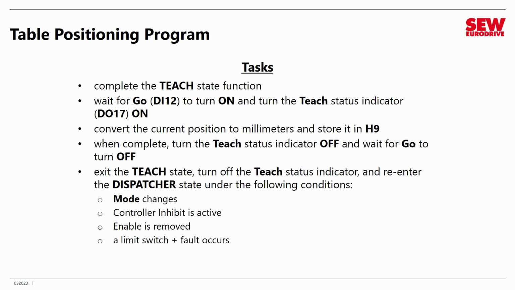Now, you should stay in the teach operation. In theory, you could trip the go bit again. I don't know why you would, but it's possible, but don't actually exit. In order to exit the teach state, one of 4 things has to happen. Either you have to change to another mode, which is probably what happens normally, or you could have controller inhibit, removing enable, or a limit switch trip. If those things happen, or a mode change happens, then you should, of course, exit the teach state and re-enter the dispatcher state. All right, that's a pretty simple function. I don't think you'll find this one a big deal.